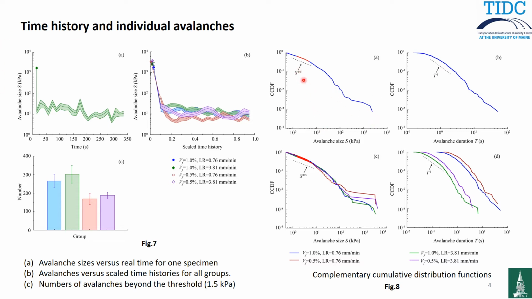Okay. So if we do a statistical analysis of these avalanche numbers for different groups, you will see that when they overlap, they have a scaling region for different groups, and after that they have different scattering. And if we also do this statistical distribution for the avalanche duration, you will find that they separate into two groups. These two are related to the 3.81 millimeter per minute, and these two are related to the 0.76 millimeter per minute loading rate. So that means when you have a smaller loading rate, it might take longer for the avalanche to fully develop.